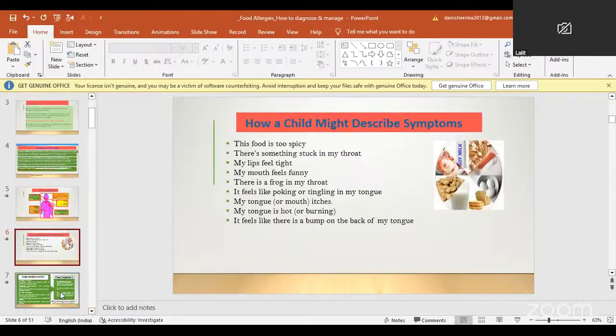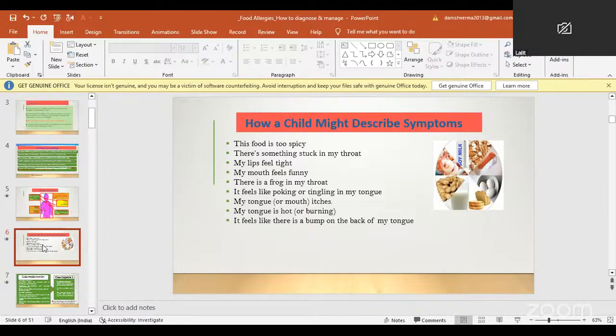Now, how does a child describe symptoms? So, an older child will be able to tell you some of this. He'll say the food is too spicy, something is stuck in the tongue, there's something stuck in the throat, lips feel tight, mouth feels funny, there is a frog in my throat. This is more of the Western data. My tongue or mouth itches, my tongue is hot or burning, and it feels like there is a bump on the back of my tongue.